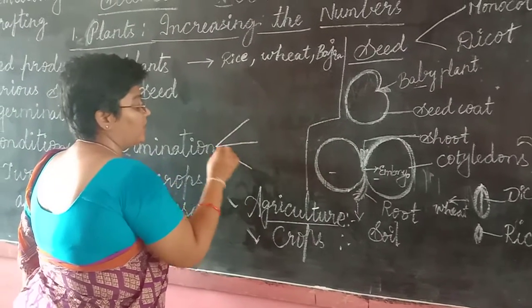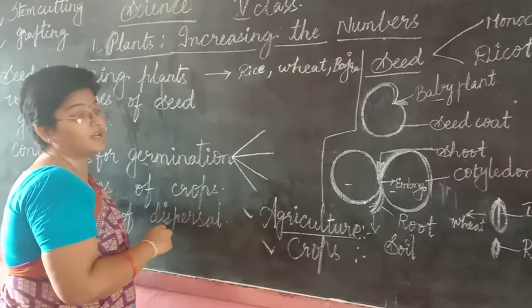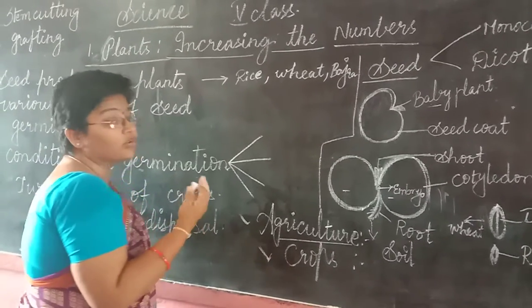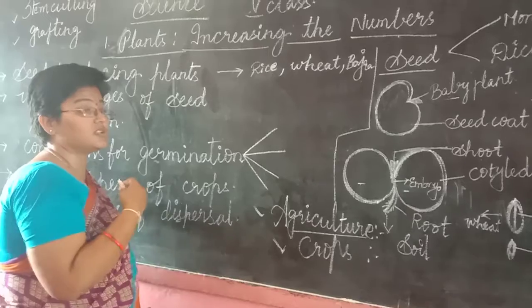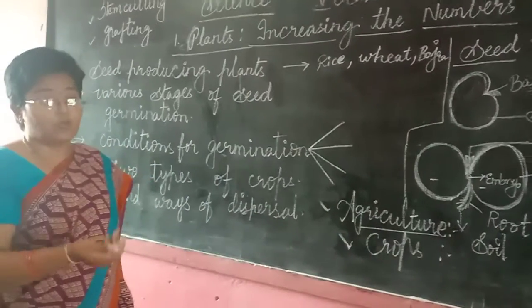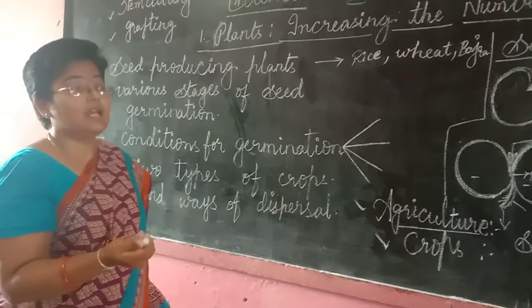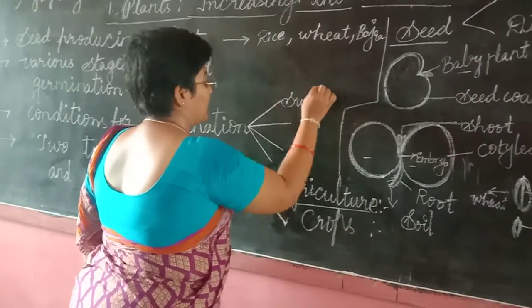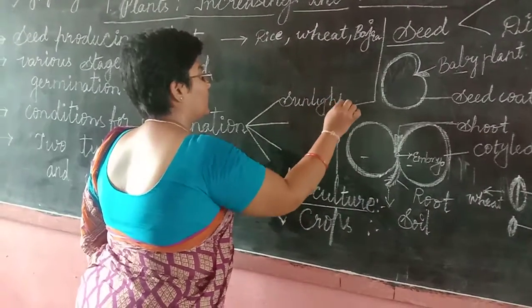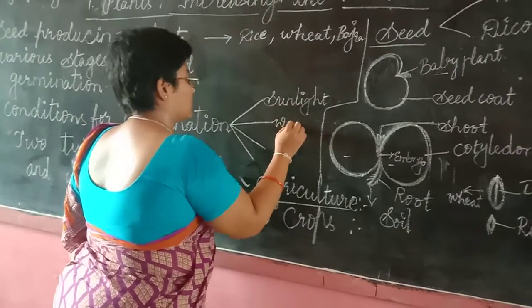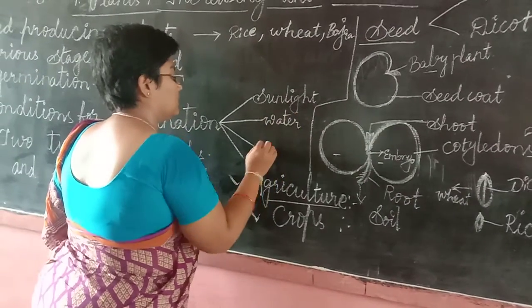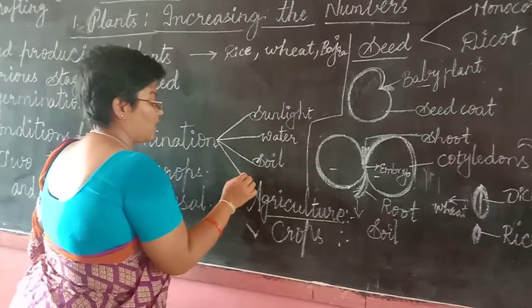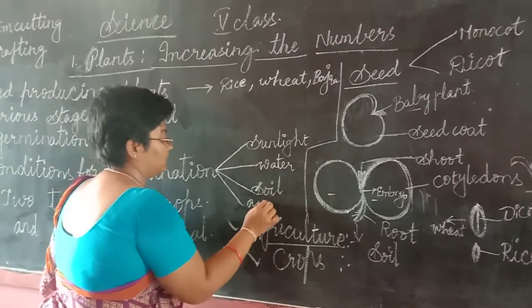So we already know that leaves are preparing their food with the help of photosynthesis. So how do they prepare their food in the photosynthesis? They need sunlight, they need water, they need carbon dioxide. In the same manner, here also they need sunlight, water. So where is the seed sown to be? Into soil and air.